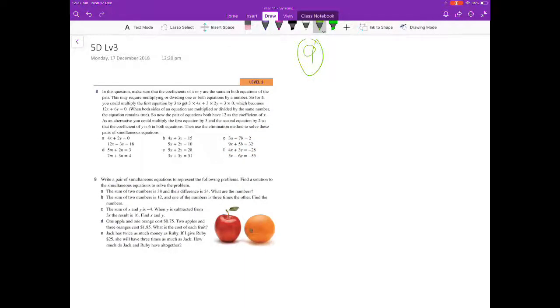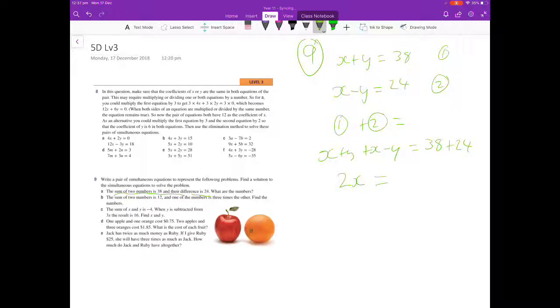Alrighty, question 9. We've got to make some equations from some words. The sum of two numbers is 38 and their difference is 24. So sum is add, x plus y is 38, and difference is minus, x minus y is 24. We're going to do the thing that we did before and have 1 add 2, and see where we end up. x plus y plus x minus y equals 38 plus 24. We've got 2 x's left over and the y's cancel out, equals 62. So x is 31. Let's throw him back into our original one. So 31 plus y equals 38. y is 7.